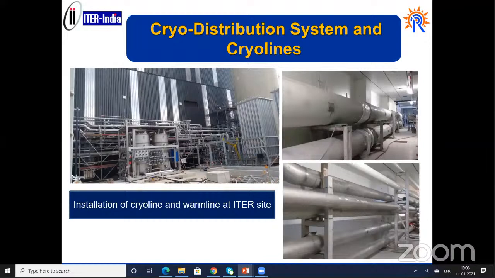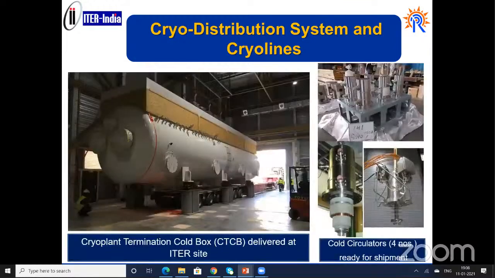These lines are being installed at the ITER site. At the moment, in fact, before the tokamak comes in, you can see a lot of cryogenic lines installed by India, which are prominent if someone walks around the tokamak building.